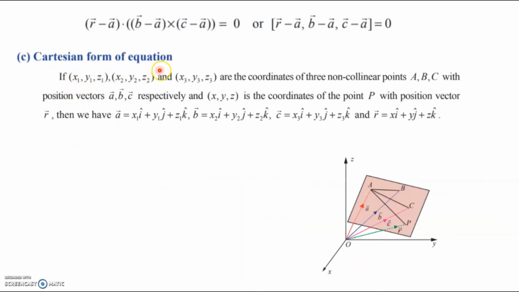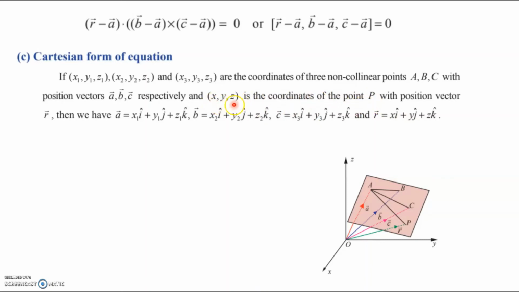Now for the Cartesian form of the equation. If we consider our points a, b, c as (x1, y1, z1), (x2, y2, z2) and (x3, y3, z3) respectively with the position vectors a, b and c, then let x, y and z be the coordinates of the point P with the position vector r. So now our vector a, the position vector, is equal to x1 i cap plus y1 j cap plus z1 k cap. Similarly, b vector will be x2 i cap plus y2 j cap plus z2 k cap, and c vector here will be x3 i cap plus y3 j cap plus z3 k cap.